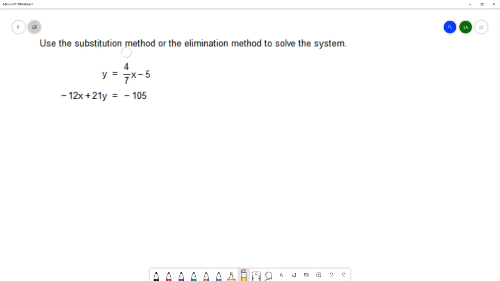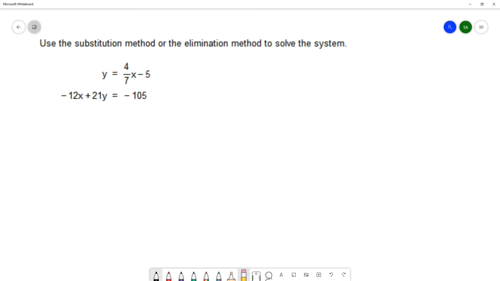Use the substitution method or the elimination method to solve the system. The system of equations that we have is y equals 4/7 x minus 5, and the equation negative 12x plus 21y equals negative 105. Now we're asked to solve this system with either the substitution method or the elimination method.